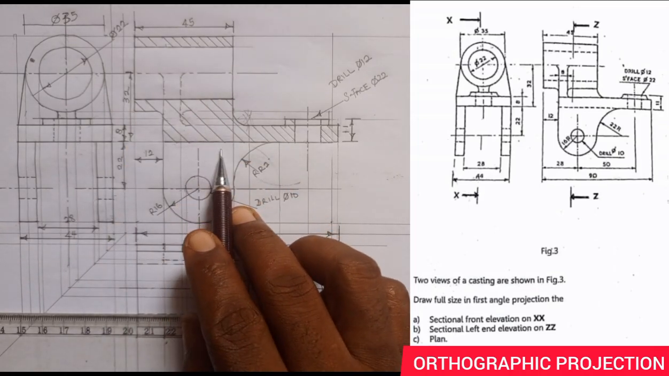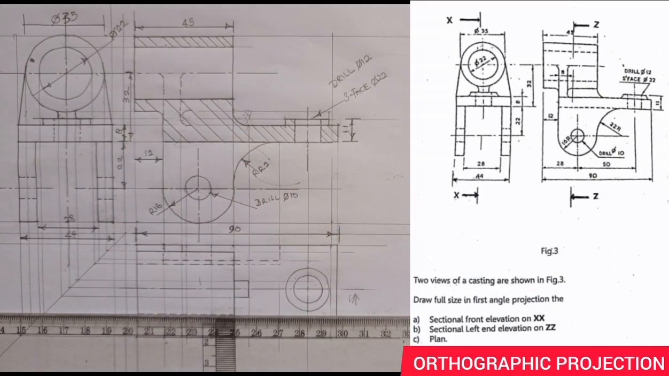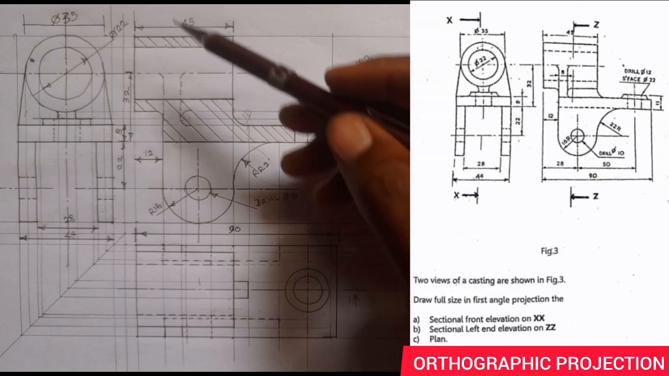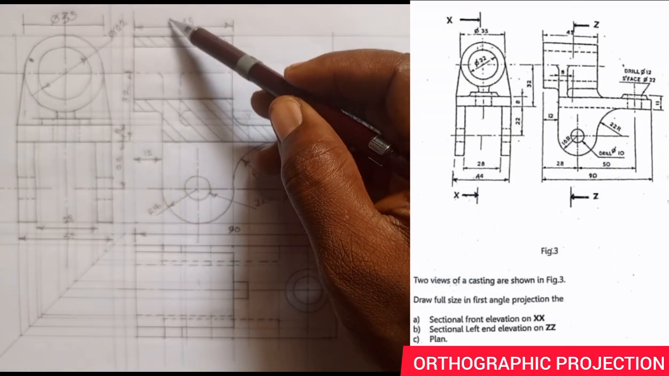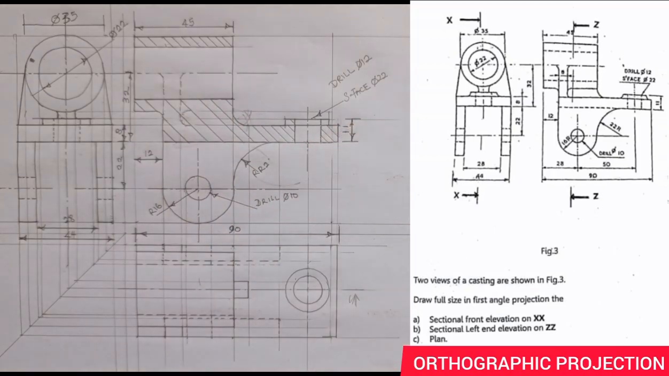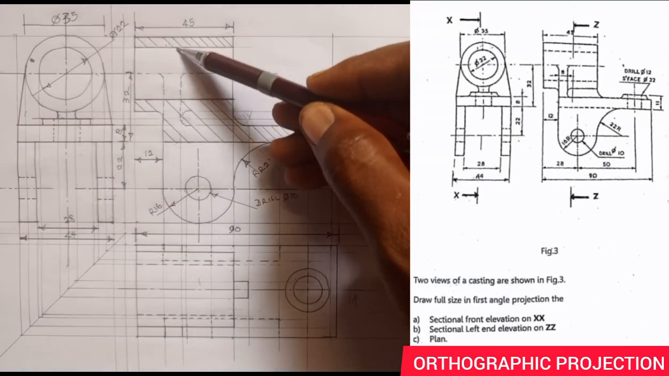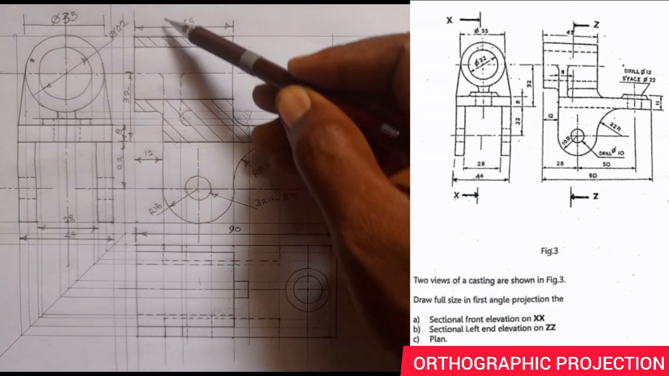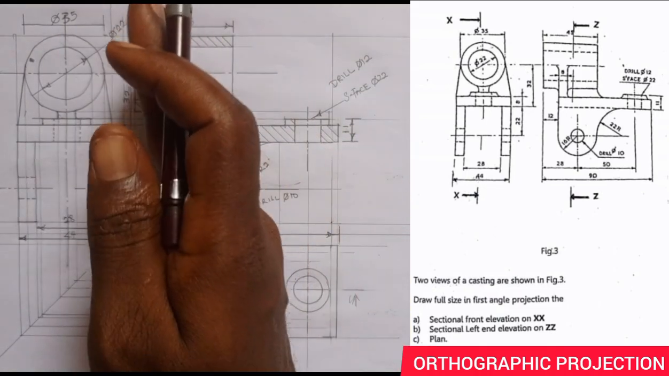So section the front elevation XX, right? And let's see what will now happen. The next question is now telling us that we should section the left end elevation on ZZ. Now if you look at ZZ, meaning that from the right hand side, you're cutting it into two. If you look at the plane, you can see my arrow, the plane is cutting straight, right? But not cutting the circle. It's cutting straight, then cutting the circle away.